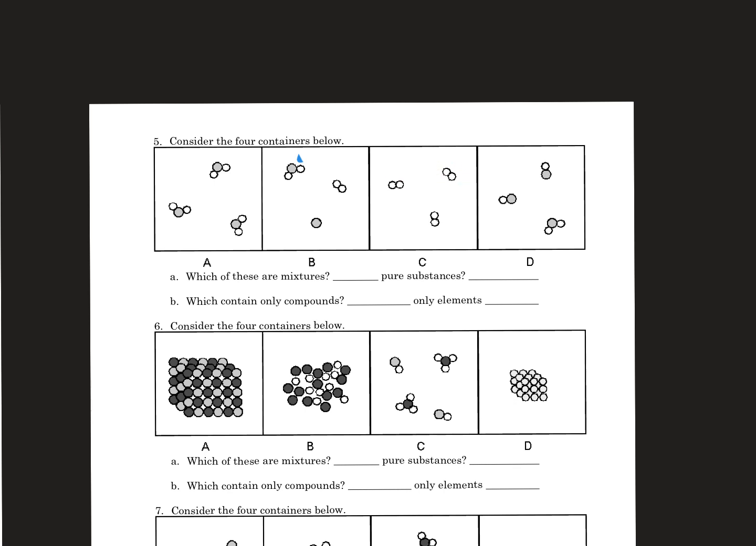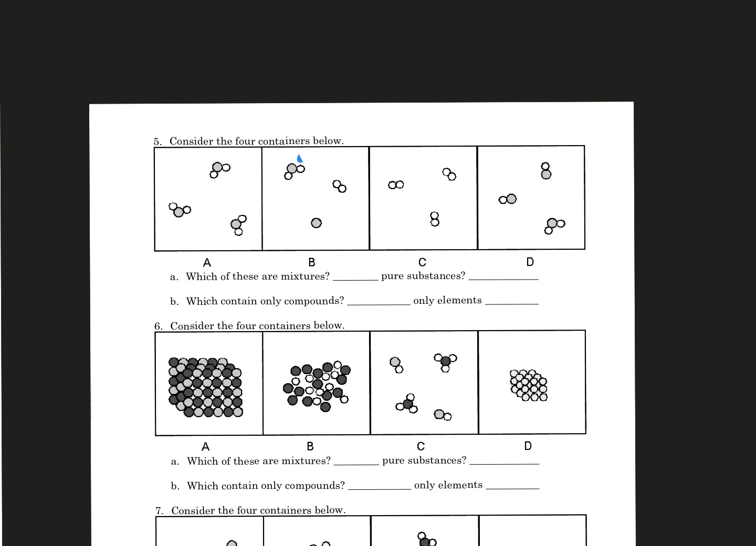What about C? These are just diatomic elements. So this is only elements. And again, B contains a compound and two elements. C is just elements. They are all diatomic elements. D contains only compounds.